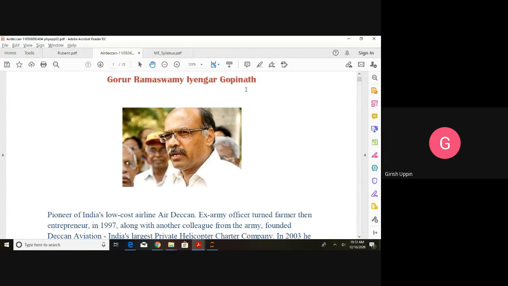This particular airline saw a rapid growth in a very short time, and in 2008, it got merged with Kingfisher Airlines. Air Deccan was bought by the Vijay Mallya group of companies, Kingfisher, and after that it merged with Kingfisher, and that was the end of Air Deccan. Then after selling Air Deccan, he started with the cargo. Okay, Air Deccan cargo. That is the whole brief summary about Air Deccan.